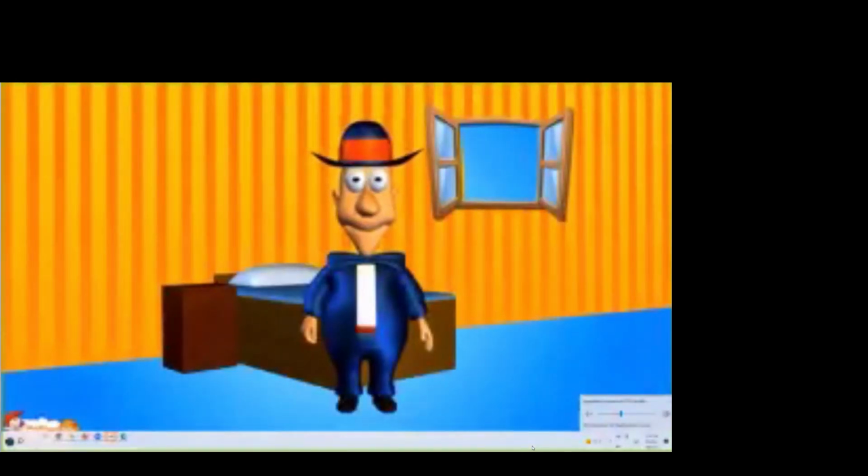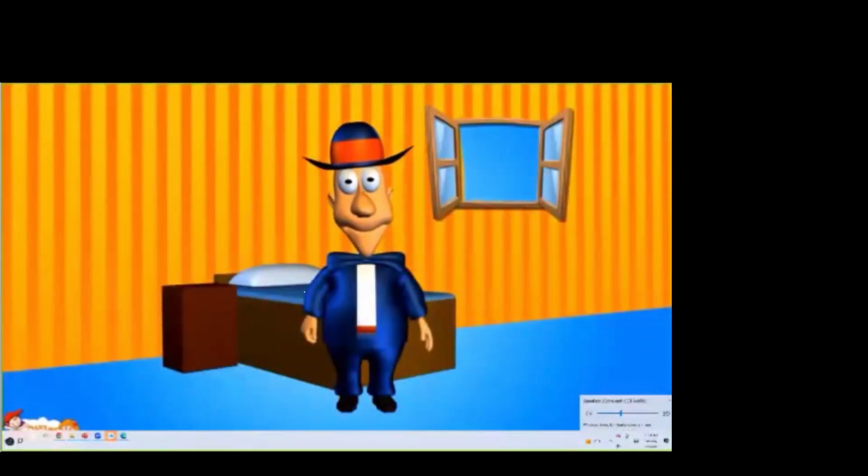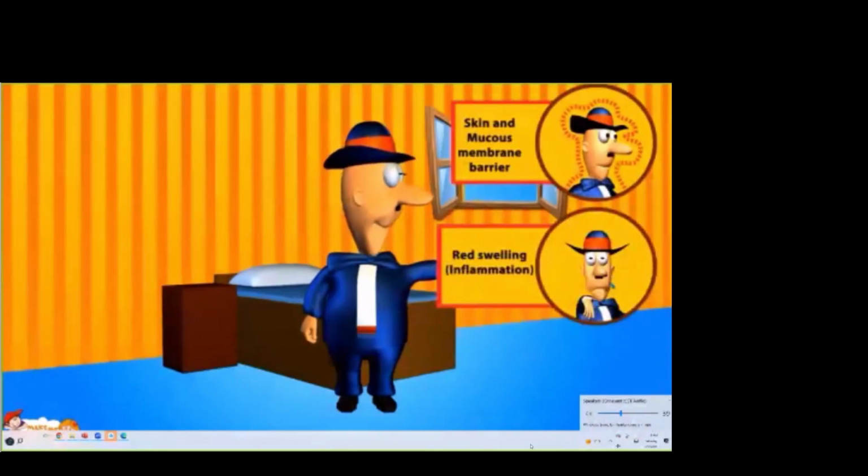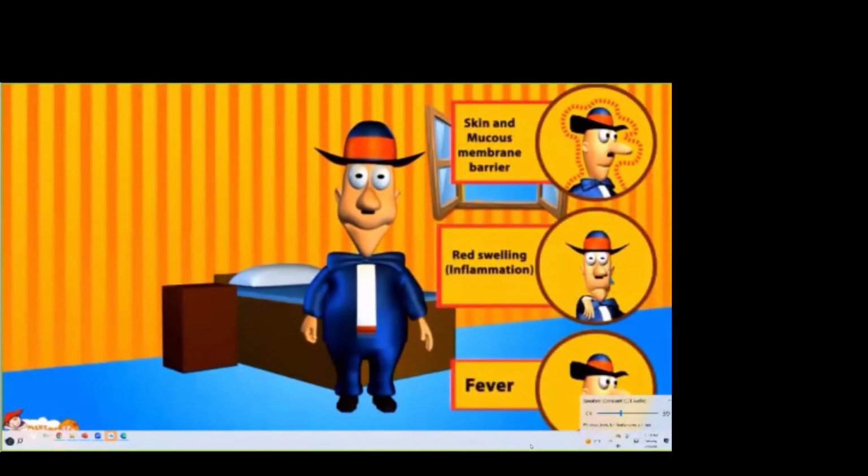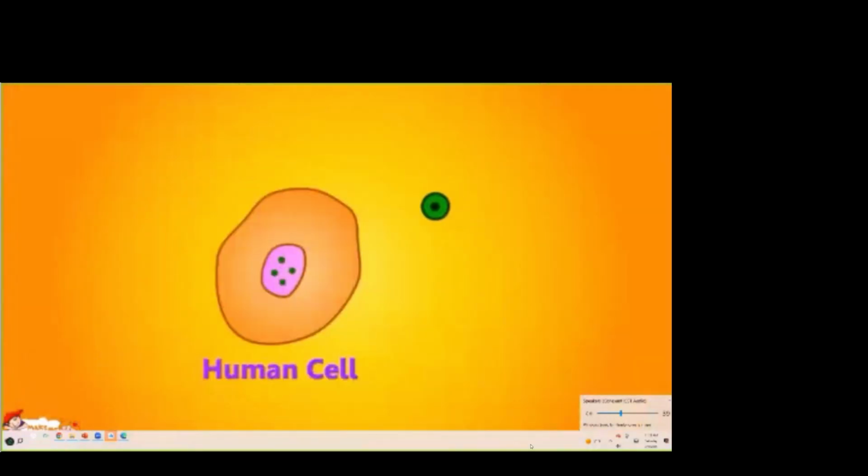So, what are the first and second level defenses of your immune system army? Very good! But it's not all about defense. Even if the first and second level defense fails, and a germ is able to get inside your body, then the third level of defense for your immune system starts working.